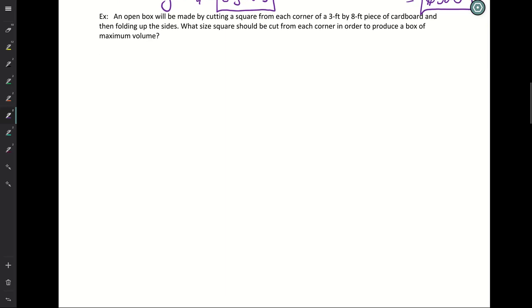All right, this one says we've got an open box that is going to be made by cutting squares from each corner of a 3-foot by 8-foot piece of cardboard and then folding up the sides. What size square should be cut from each corner in order to produce a box of maximum volume? So notice here they've told us what we want to maximize or minimize. They say we actually want to find a maximum volume. So ultimately we want to come up with a secondary equation that has to do with volume.